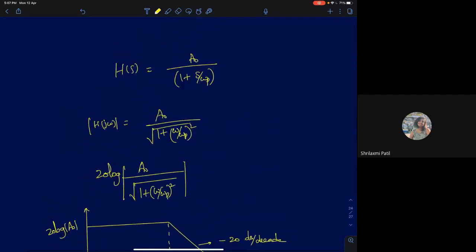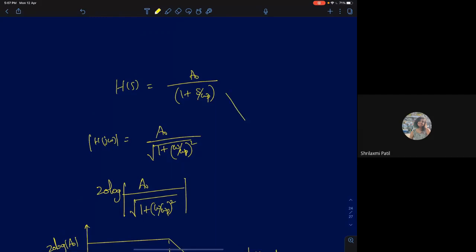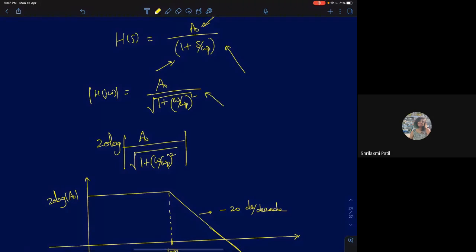So I took some simple examples. We started with a system with a finite DC gain A0 and a single pole, 1 plus S by omega P. We drew and saw how the actual response will look like. We took the magnitude response and we took 20 log of it, because this is a voltage gain, and tried to plot it.